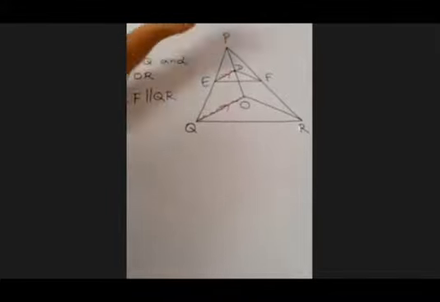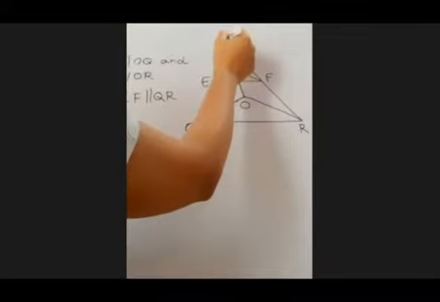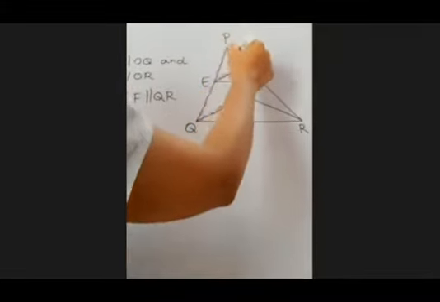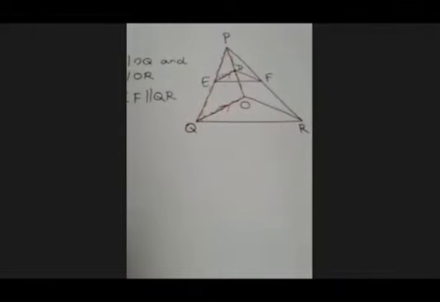Getting my point? Which is the triangle being formed? POQ. POQ is the main triangle.